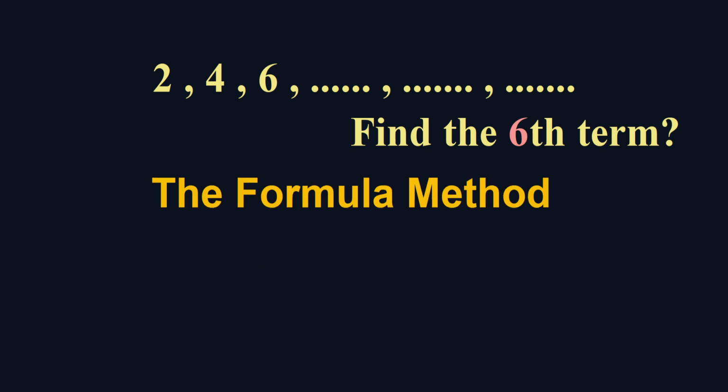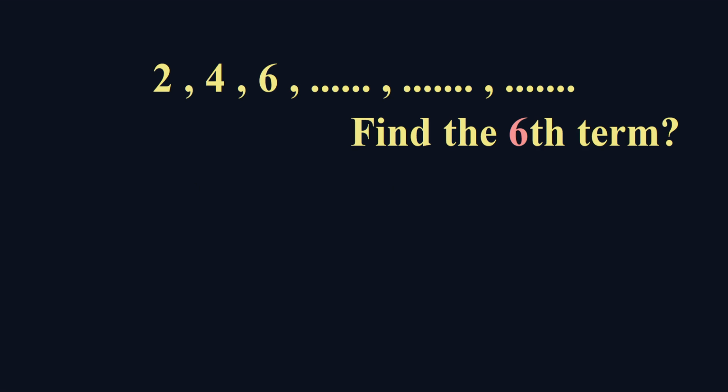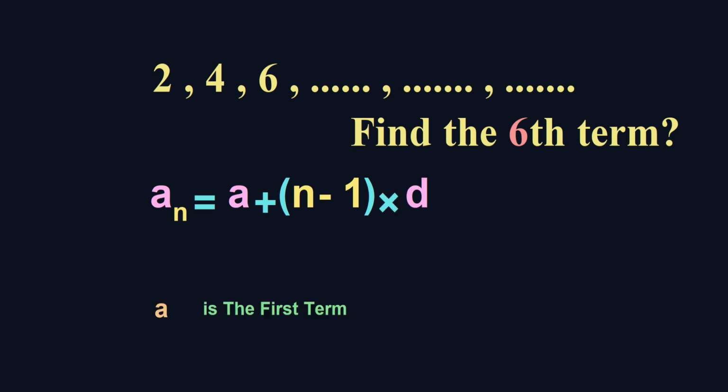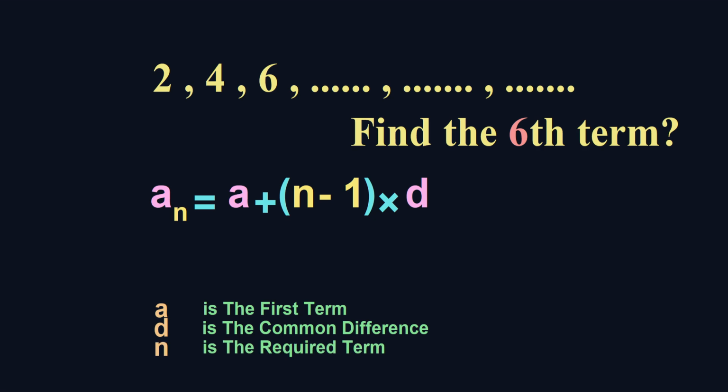Now, it's our time to solve the problem by using the formula method. In this method, we use the formula a_n equals a plus (n minus 1) times d, where a is the first term, d is the common difference, and n is the required term. From our problem, the first term a equals 2, the common difference d equals 2, and the required term n equals 6.